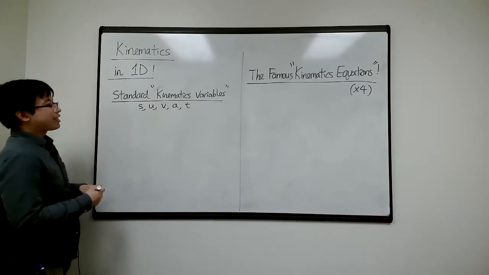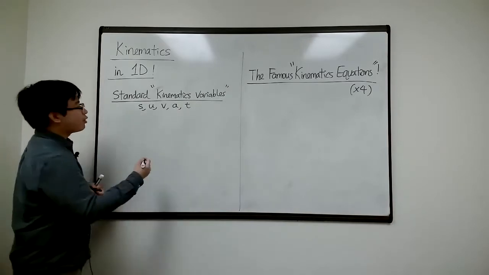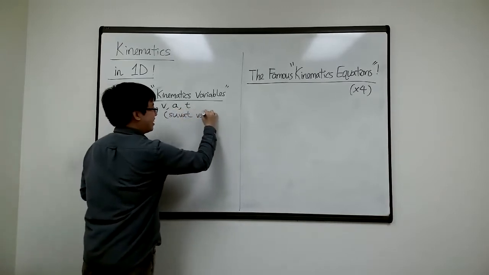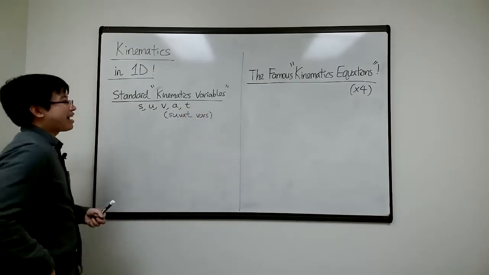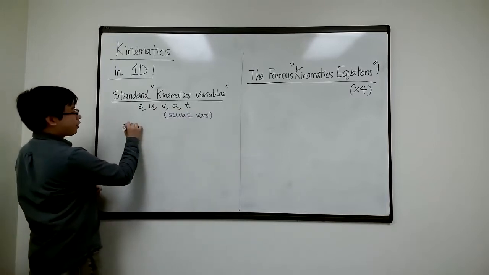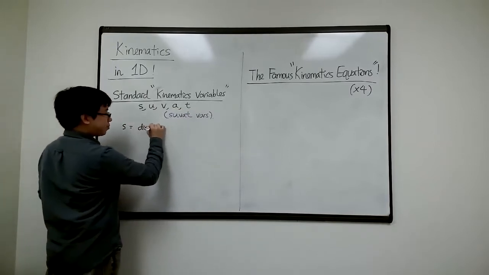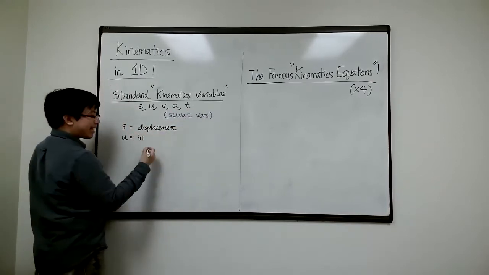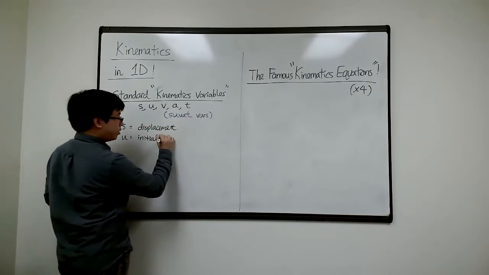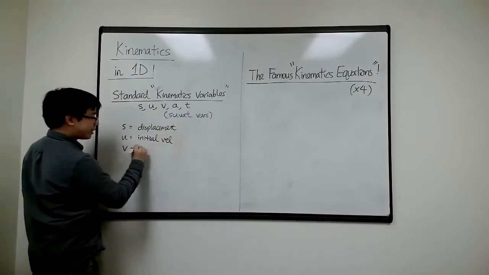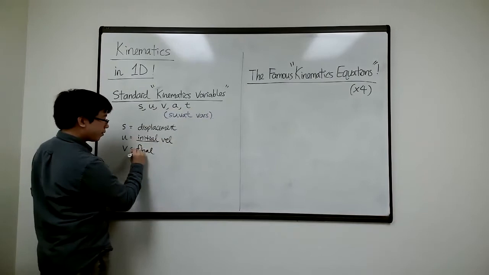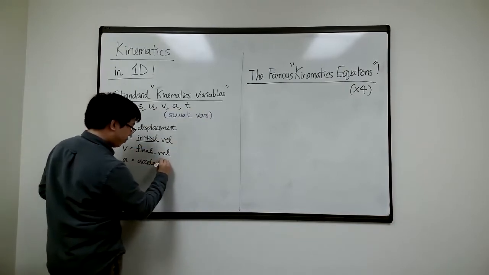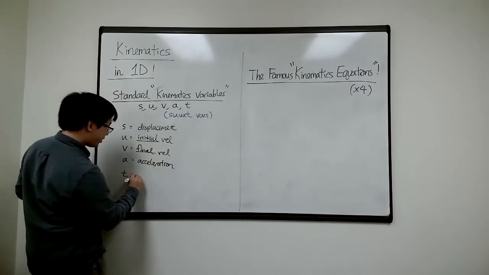So start off. These are the standard kinematics variables, sometimes called the SUVAT variables. Sometimes I abbreviate with that, but it basically refers to all of them. So this is displacement, s. u is standard for initial velocity. v is final velocity. a is acceleration. And t stands for time.